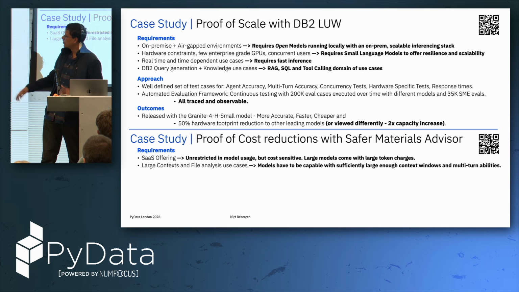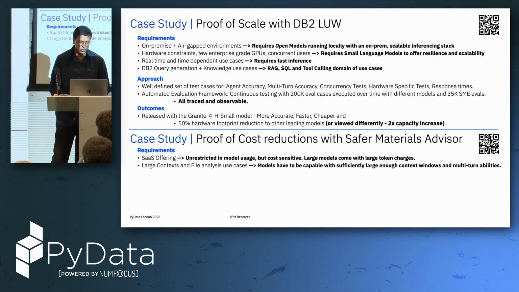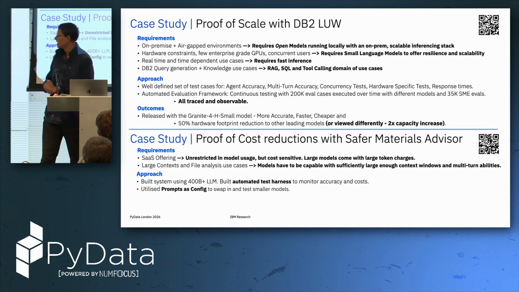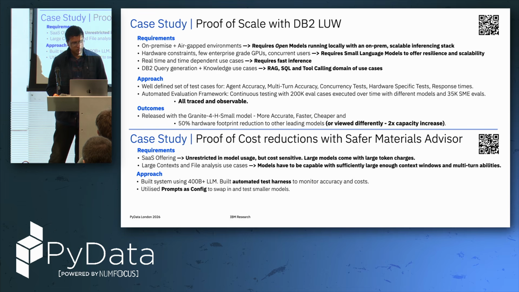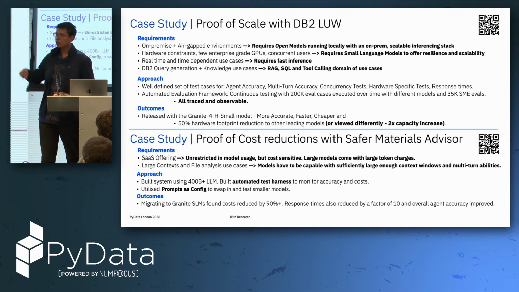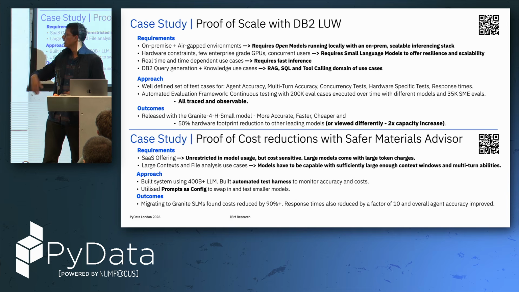So Safer Materials Advisor was being built as a SaaS offering, so they're unrestricted in model usage, but they're very cost sensitive, and so large models had these large token costs. And because these ingredient files are so big and require lots of context, we needed models that were capable enough that came with large context and multi-turn capabilities. So originally they built a system relying on a 400 billion parameter model, but they built an automated test harness. They implemented the prompts as config approach that we introduced. And what that led to was they could drop in a small language model from the Granite team and just test with that, because they don't have to update their agent deployment.